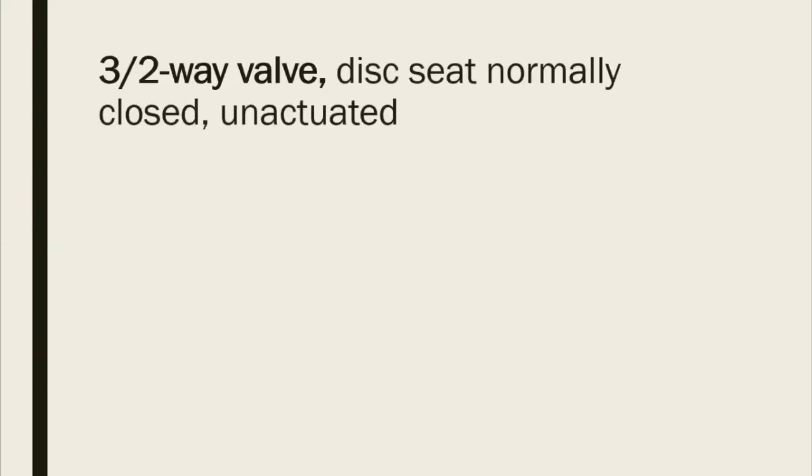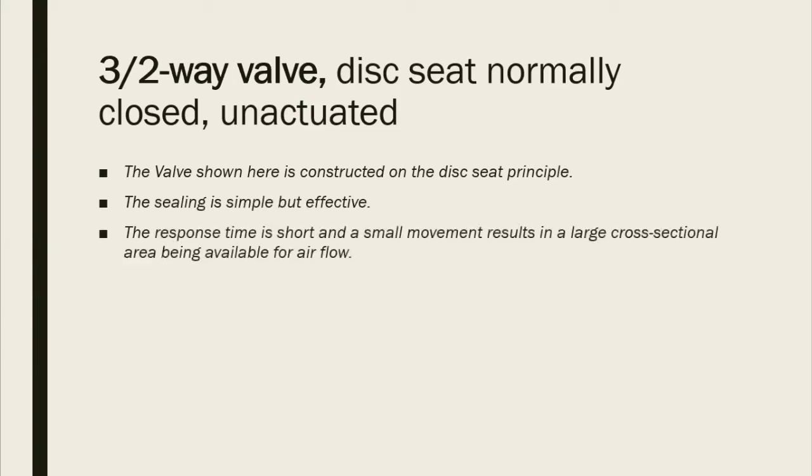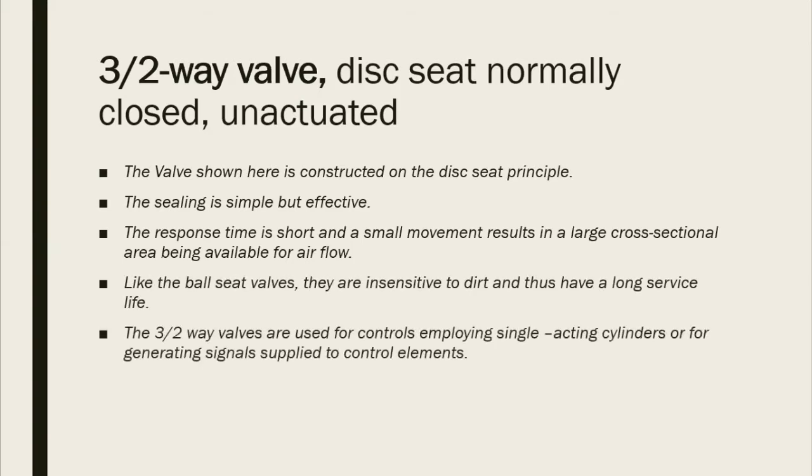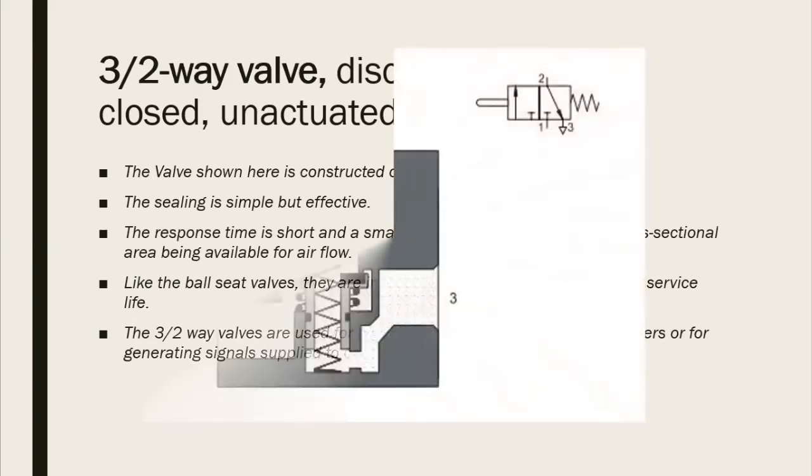Two-way valve. Disc seat normally closed and actuated. The valve shown here is constructed on the disc seat principle. The sealing is simple but effective. The response time is short and a small movement results in a large cross-sectional area being available for airflow. Like the ball seat valves, they are insensitive to dirt and thus have a long service life. The two-way valves are used for controls employing single acting cylinders or for generating signals supplied to control elements. This is the picture and the diagram.